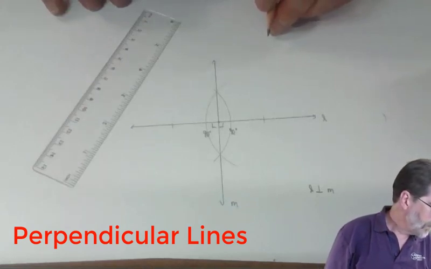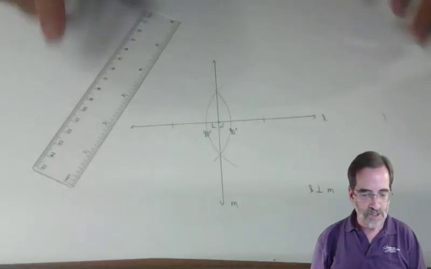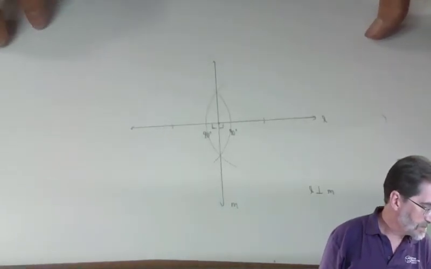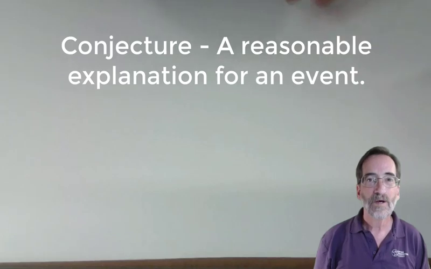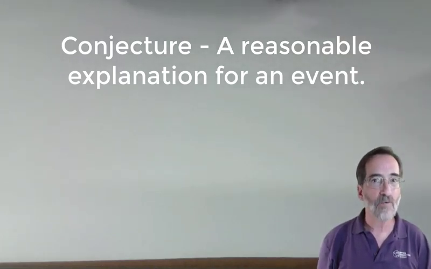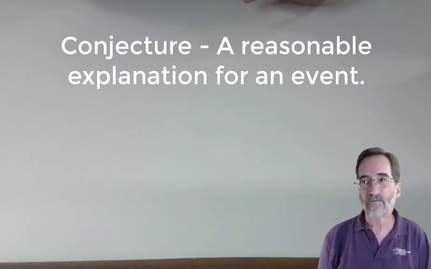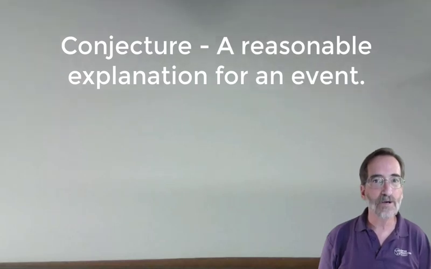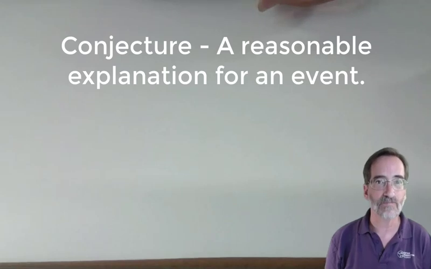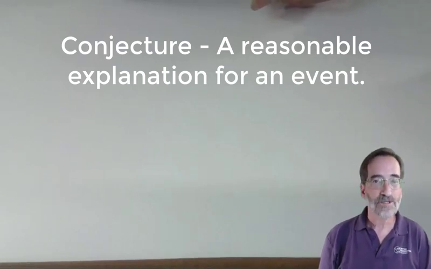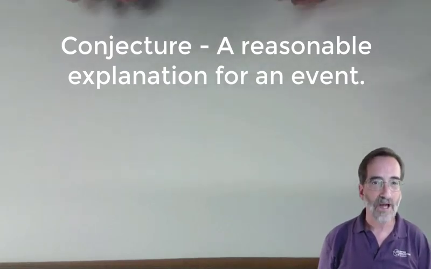And we need to distinguish between conjectures, postulates, and theorems. I'm going to just do this orally. A conjecture is a reasonable explanation for how something is going to behave. Like if I draw two lines that are not parallel, my conjecture is that they will probably intersect at some point. It's a reasonable guess about what will happen.